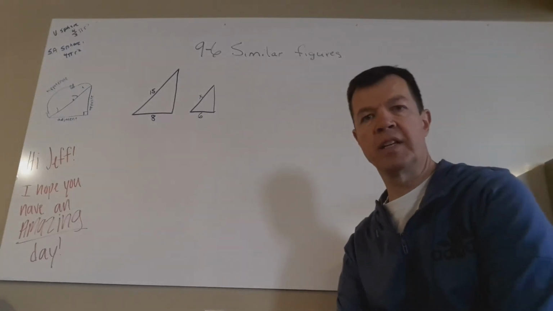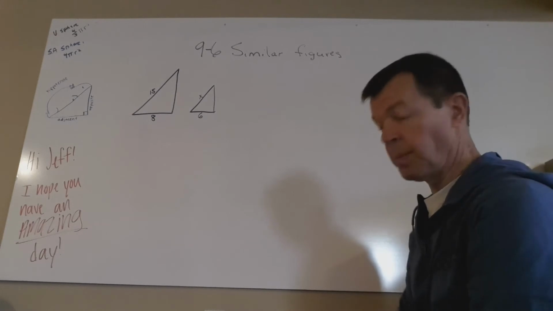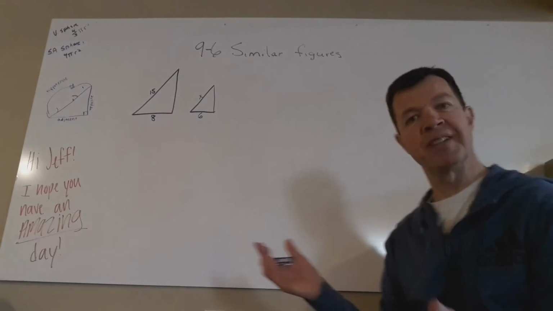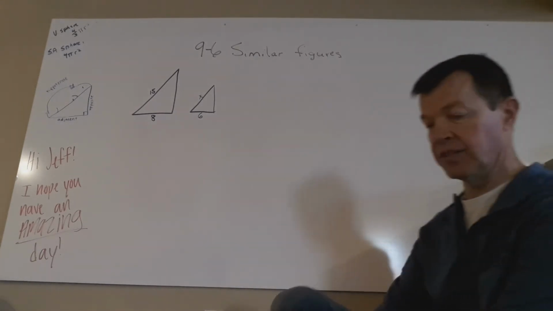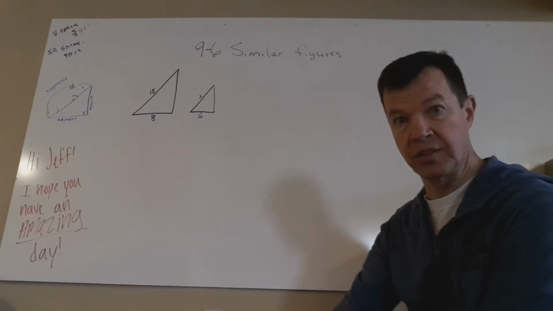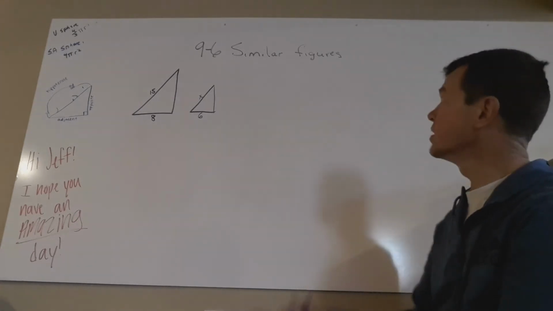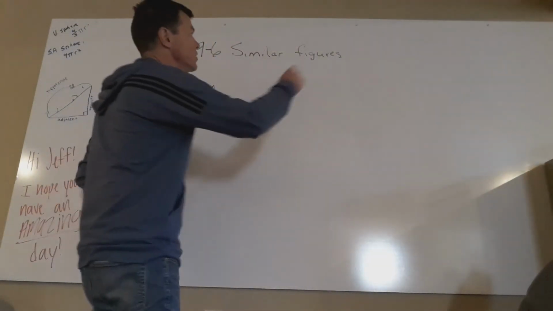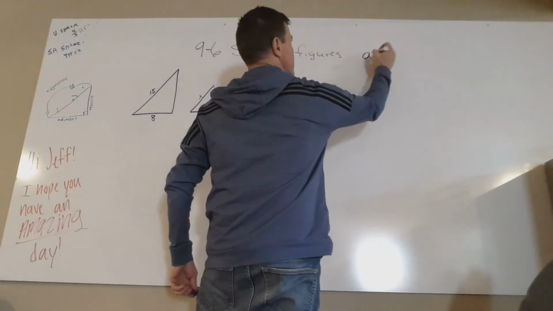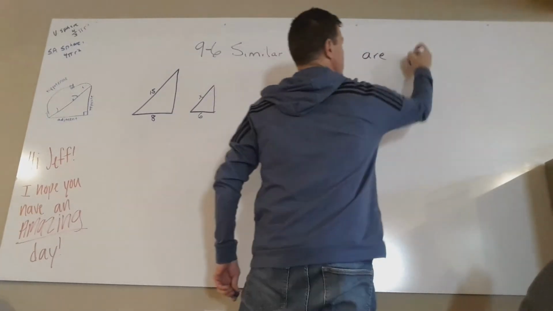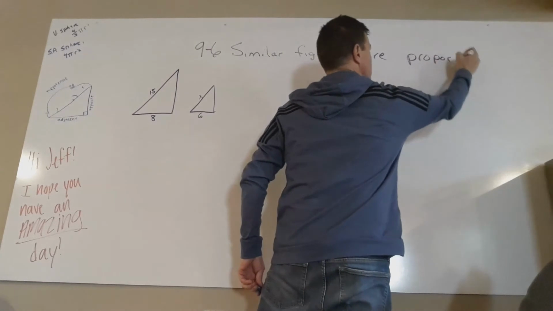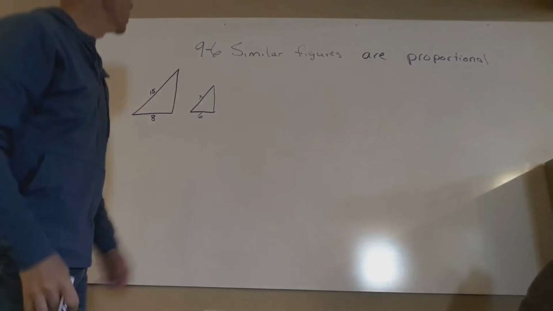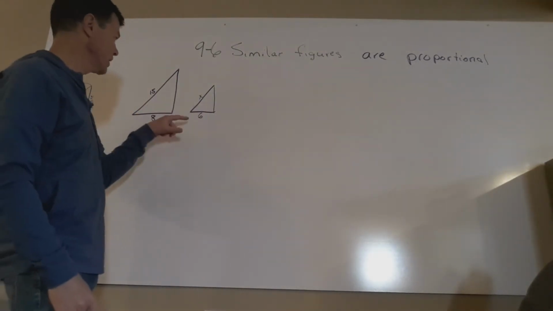Today's section is similar figures. By definition, to be similar, they need to be proportional, and we've been talking about proportions, so it's no surprise that we're going to extend that lesson into figuring out similar figures. So I will include this up here in our definition: similar figures are proportional. So we're going to use proportions to do some solving with these.